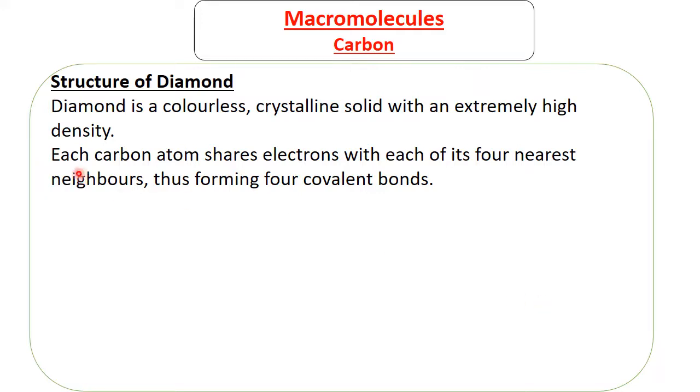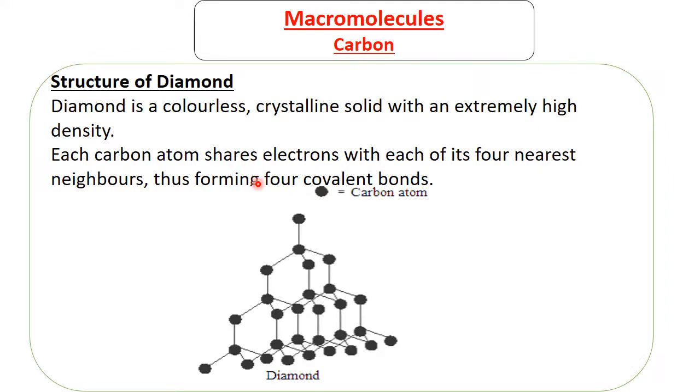So this is what differentiates diamond from graphite. The carbon in diamond shares all of its 4 electrons with other carbon atoms, unlike graphite, which only shares 3 electrons. Here is the structure of diamond. Each carbon atom in diamond is connected to 4 others, unlike graphite, where each is connected to 3. So this is the structure of diamond.